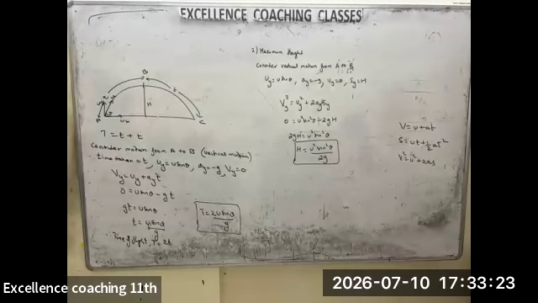See that view. Time of flight is 2u sin theta by g. Maximum height is u squared sin square theta upon 2g.